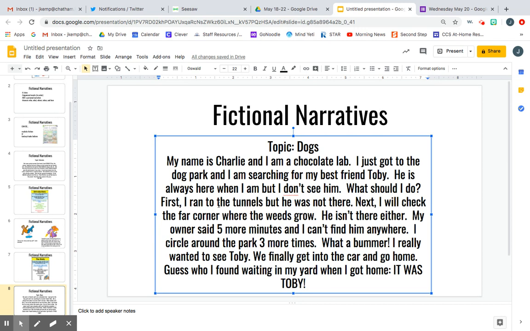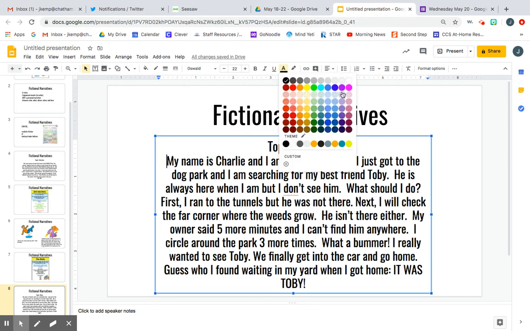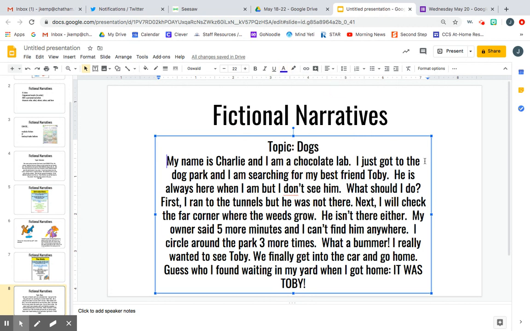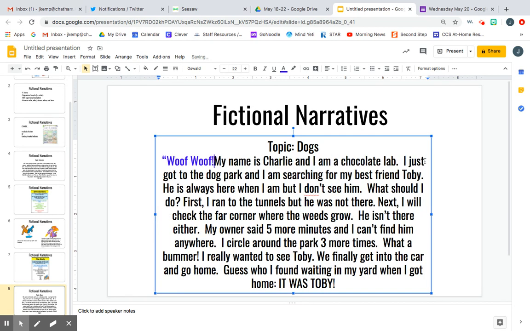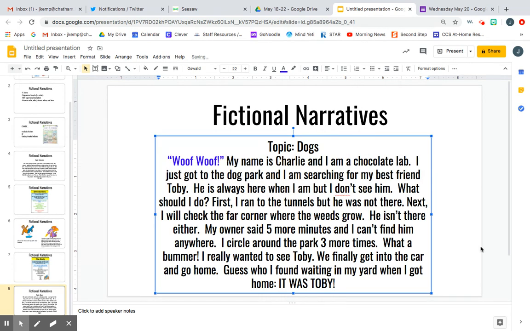So I can add an introduction here. I'm going to make it in a different color just so you can see the difference. One of the things that I can do is a sound effect as a strong introduction. So maybe I'll just do woof, woof. My name is Charlie and I'm a chocolate lab. And that can be part of the introduction too. So I'll make that part blue. I'll make that first sentence the introduction. Woof, woof, my name is Charlie and I am a chocolate lab.